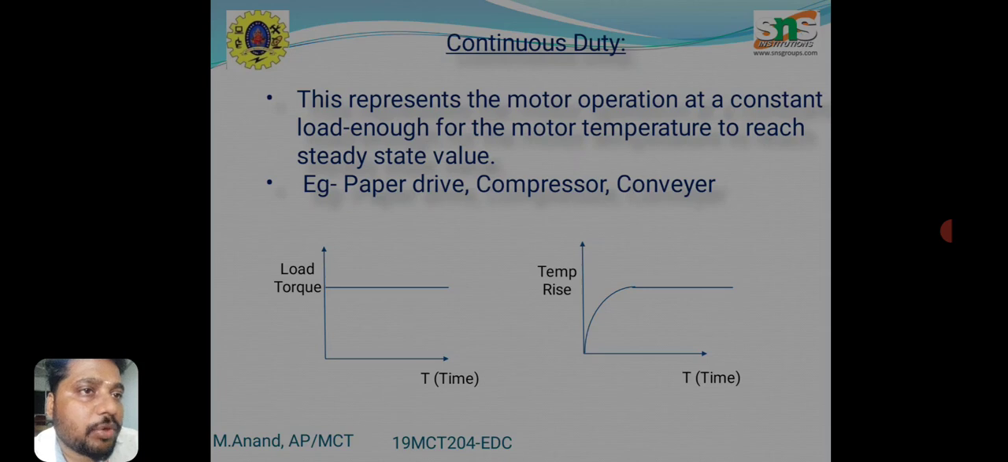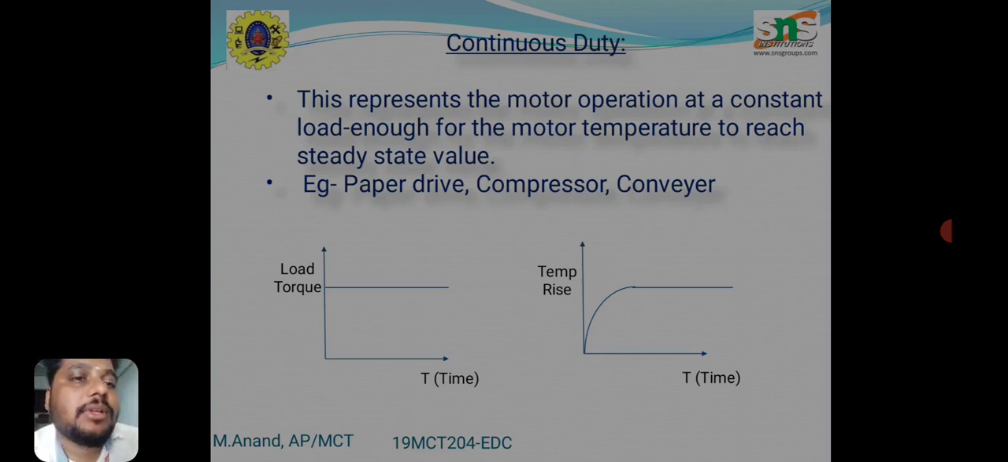This represents motor operation at constant load long enough for the motor temperature to reach the steady state value. The best example is the fan. A fan without a regulator runs at a constant speed, and the temperature rise is also constant, not changing with respect to time. Some other examples are paper drives, compressors, and conveyors. These are some examples of drives for continuous duty.